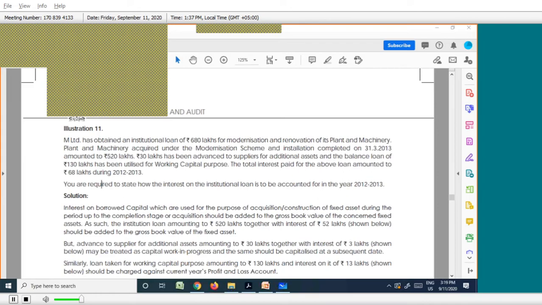We have taken that assumption. Then what about the balance amount? 130 lakhs, for what purpose did they use it? 130 lakhs has been used for working capital purpose. If I use money for working capital purpose, is it a qualifying asset or not a qualifying asset?